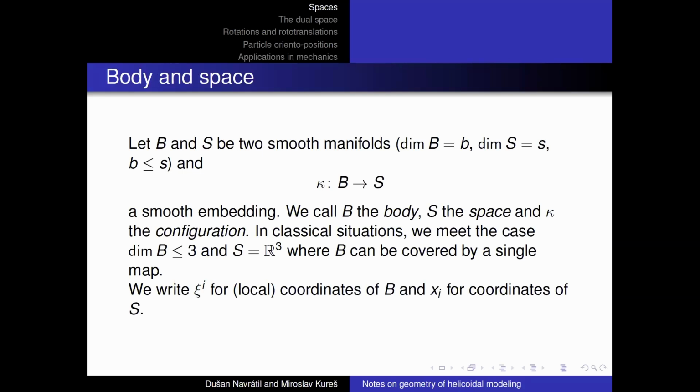We consider our material as a smooth embedding of manifold B into a three-dimensional space S. The dimension of B depends on the situation. So if you have a beam theory, you would consider dimension 1, for shell theory, dimension 2, and for general case, dimension 3. We write Xi for local coordinates of the material body and Xi for coordinates of the surrounding space in absolute frame of reference.